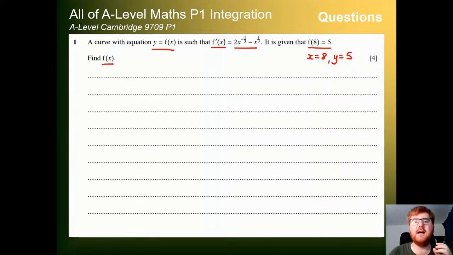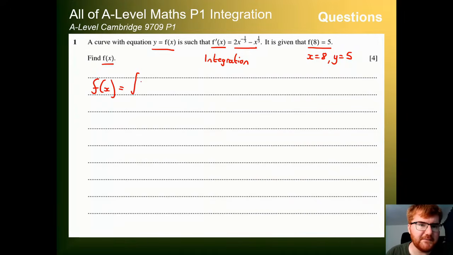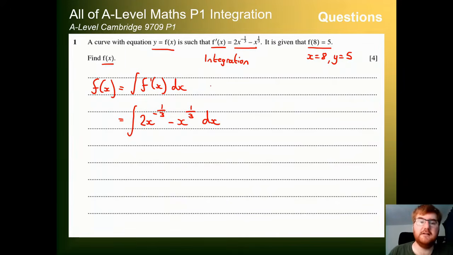Whenever you're given f dash of x and you want to find f of x, that should be a trigger to do integration. Notice if we were given the function and we needed to find f dash of x, then that would be differentiation. Again, check out that video if you haven't been through that already. So in order to work out f of x here, we need to integrate, and I'll do this in 2 steps: integrate the derivative with respect to x. What that means in reality is we're going to integrate 2x to the power of minus a third minus x to the power of a third dx, like so.